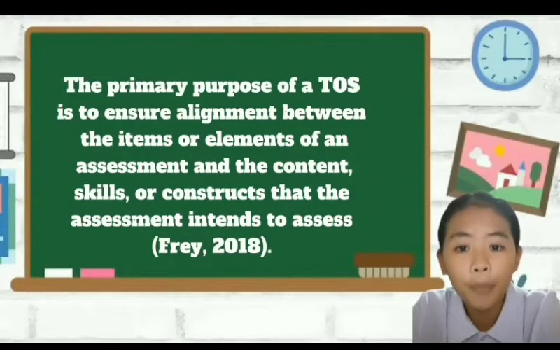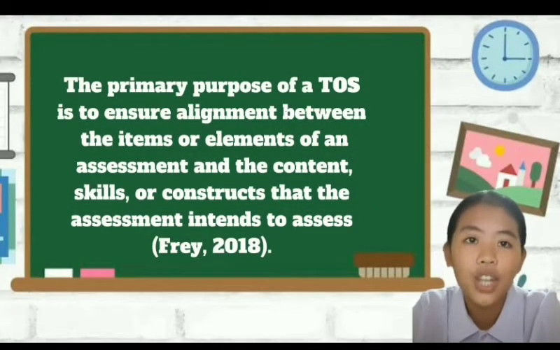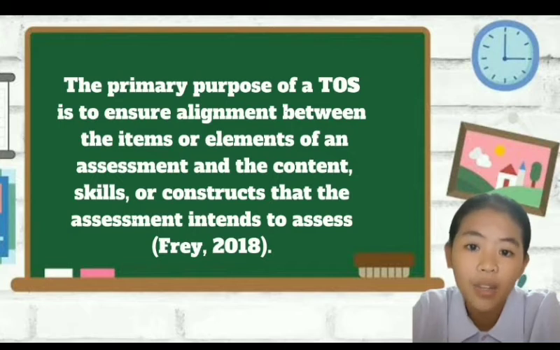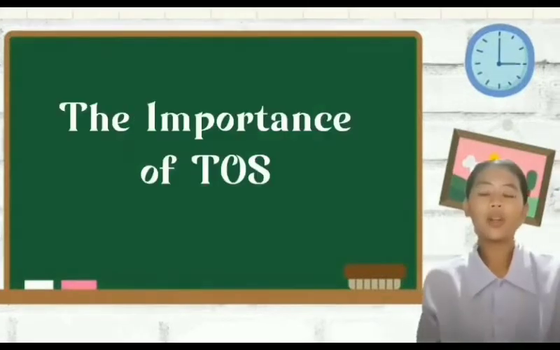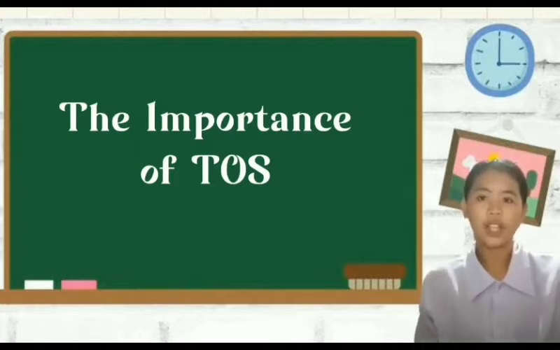So the primary purpose of the table of specification is to ensure alignment between the items or elements of an assessment and the content, skills, or construct that the assessment intends to assess. In this video, I will also include the importance of the table of specification.